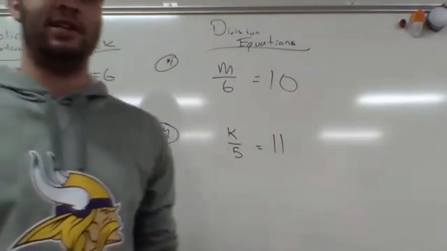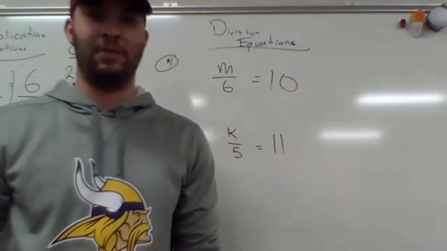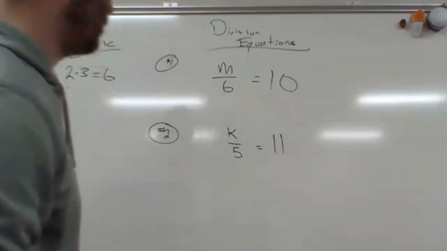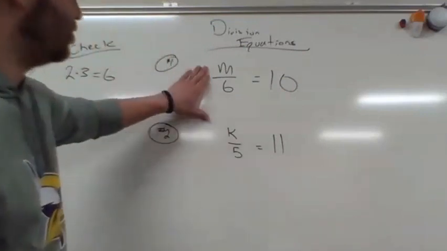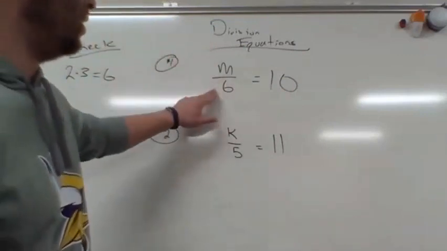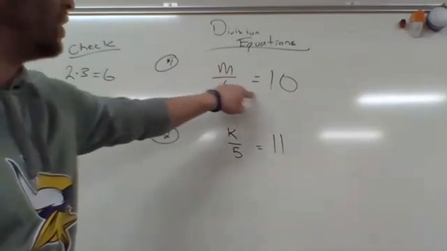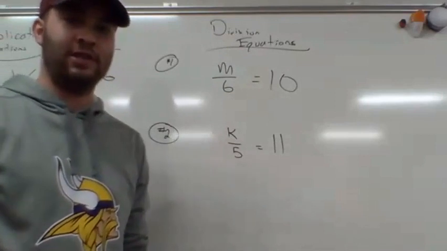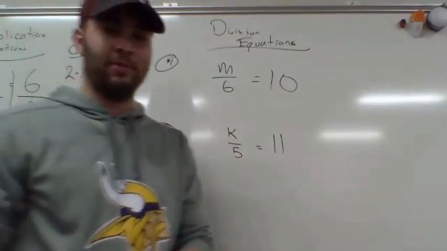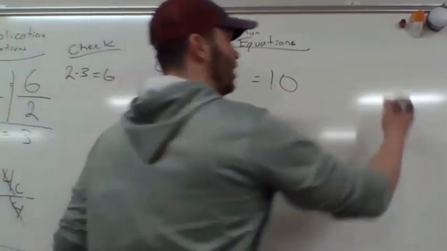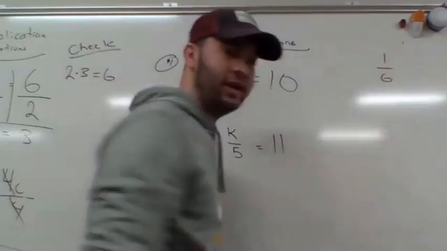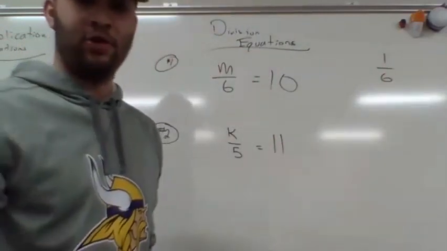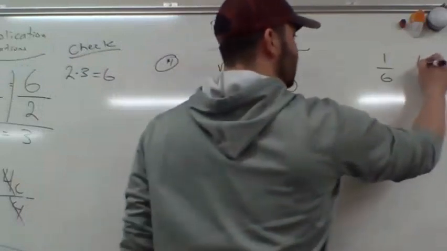Division equations are not any different than what you've been doing, but making sense of them does take a little bit more of a reach. So looking at this, you have a variable divided by a constant. We have m divided by 6 equals 10. Now, the opposite of division is obviously multiplication, but just like we talked about inverse fractions, if I had a 1/6 over here, the inverse fraction of that would be 6 over 1.